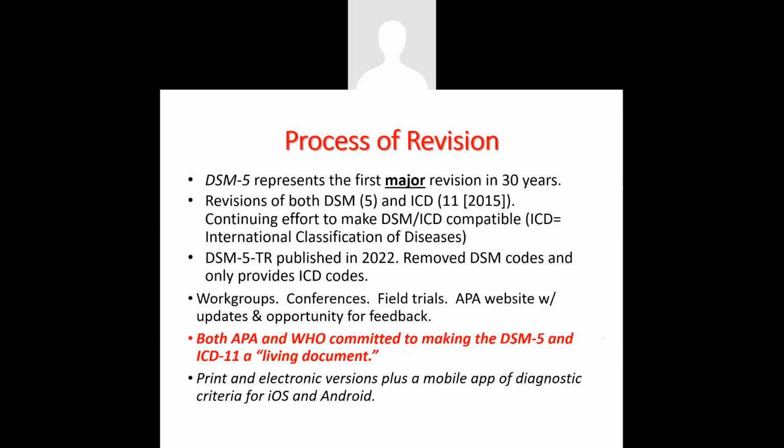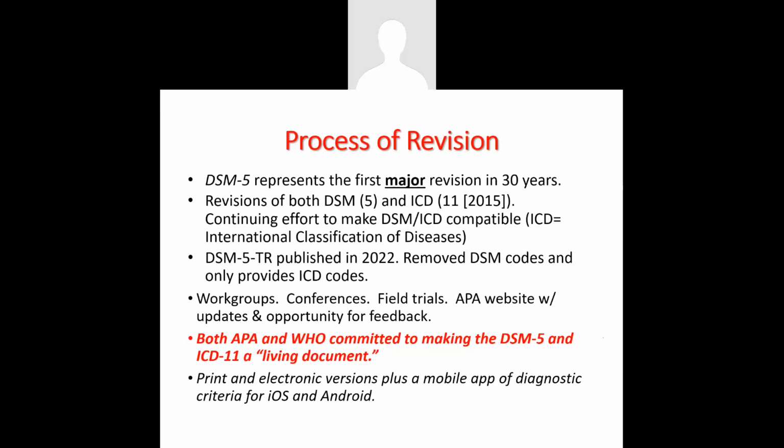The version that switched from the DSM-4 to the DSM-5, that major revision that we're looking at, was really a commitment from the APA and WHO to try to update this and to make it more of a living document. And they did this with a lot of work groups and conferences and field trials, so there's lots of opportunity for feedback. So I do remember actually when this process was taking place, and they would actually have websites and opportunities for anyone to come in and provide feedback on what should or should not be a part of a specific diagnosis, or if diagnoses need to be moved or shifted.